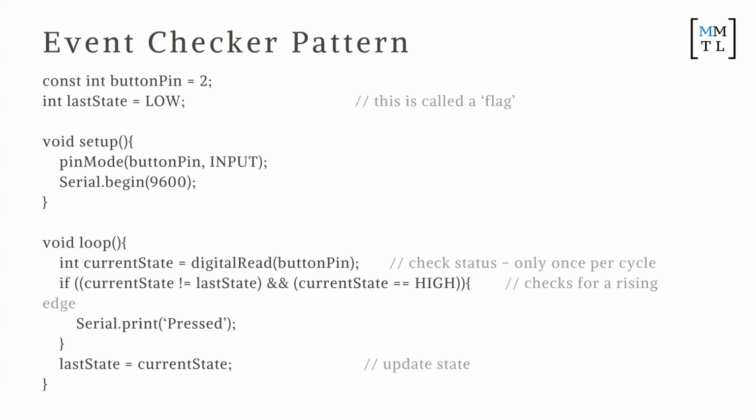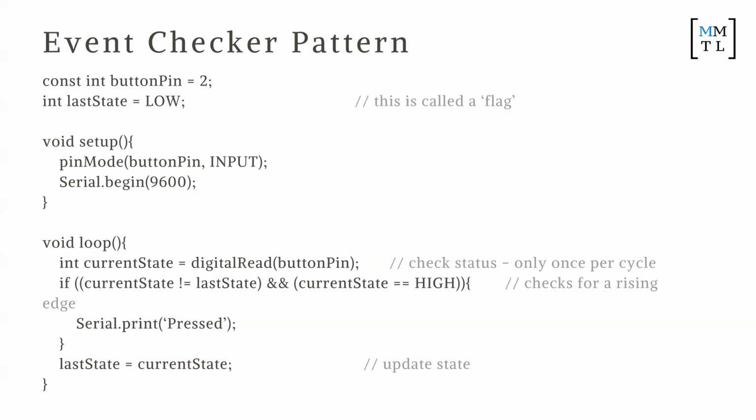Now this is the new line here. If the current state that we're reading now is different to our last state, and the current state equals high, this checks for what's called a rising edge, which is the voltage going from 0 to 5 volts, which is equivalent to us pressing the button. Does that make sense?